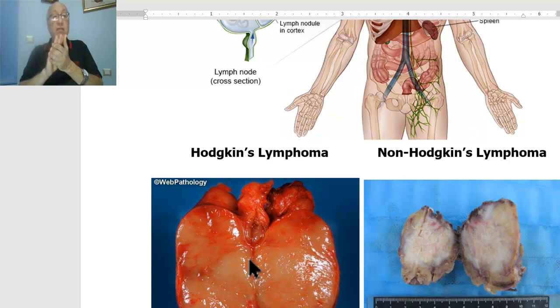Therefore, Hodgkin lymphoma shows moderate enlargement of lymph node. And Hodgkin lymphoma is the commonest type of lymphoma because it is mild to moderate malignancy, spread to the capsule of lymph node and to surrounding structures is delayed.